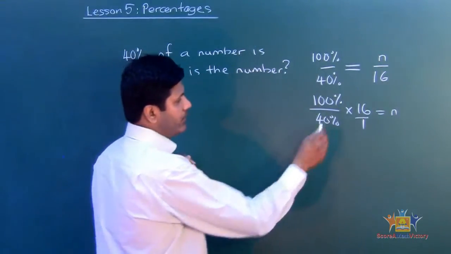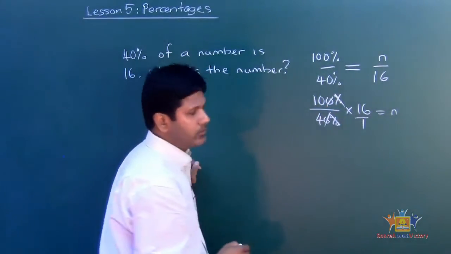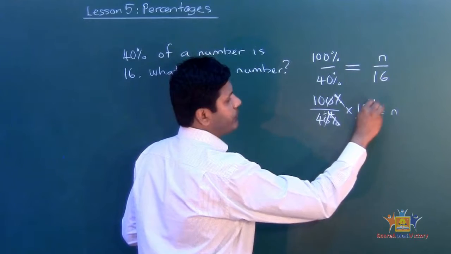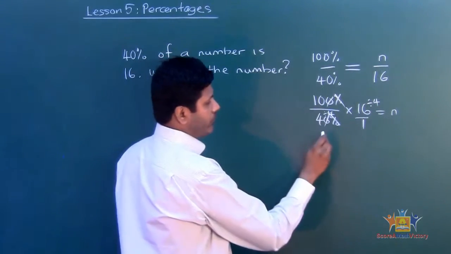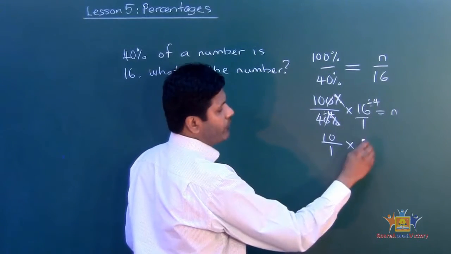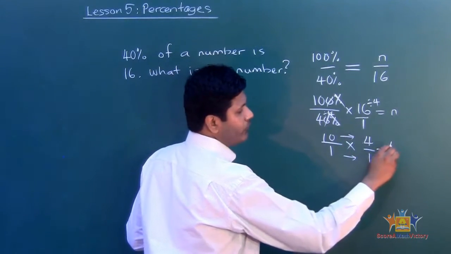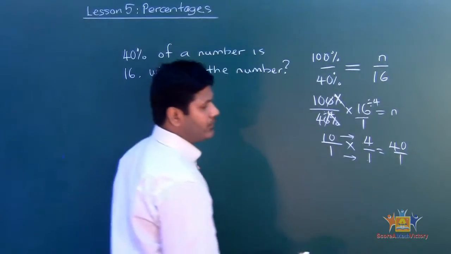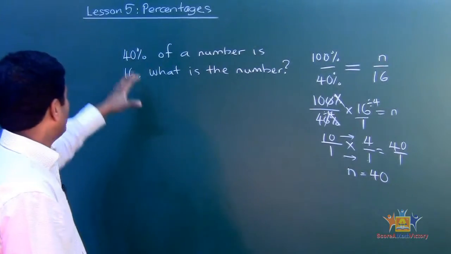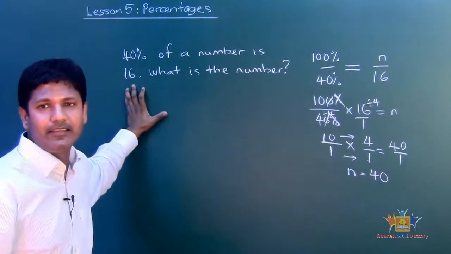Arithmetic. I simplify. Okay, cancel the percentage, and then I'm going to cancel the 0, 4 and 16. I can divide this by 4. I can divide this by 4. See that? So I'm going to rewrite 100 over 4 divided by 4 is 1. 16 divided by 4 is 4 over 1. Now I'm going to use the double arrow method. 10 times 4 is 40. 1 times 1 is 1. So n equals 40. That's the number.